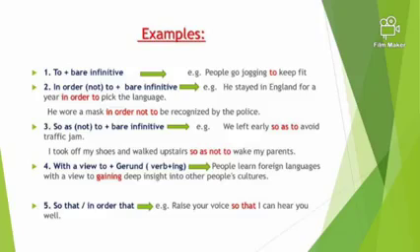Number 1, to plus bare infinitive. For example, people go jogging to keep fit. So we use to express purpose, as I said before.